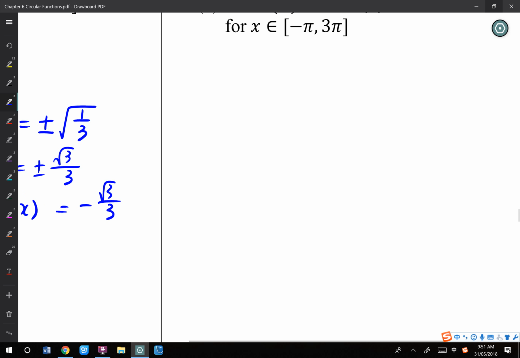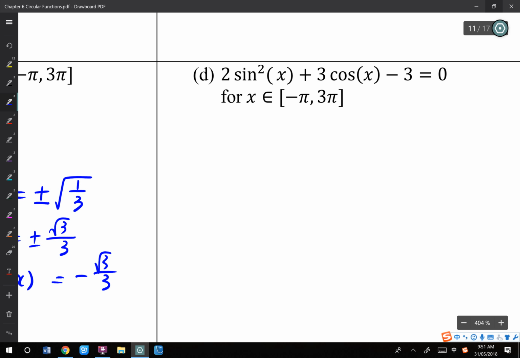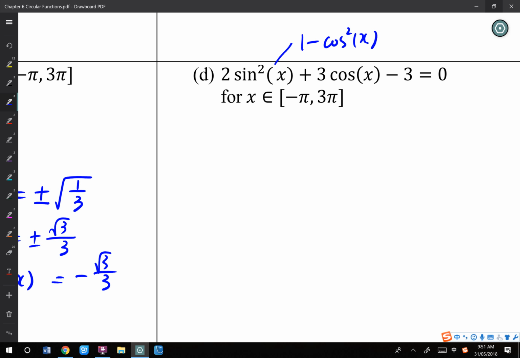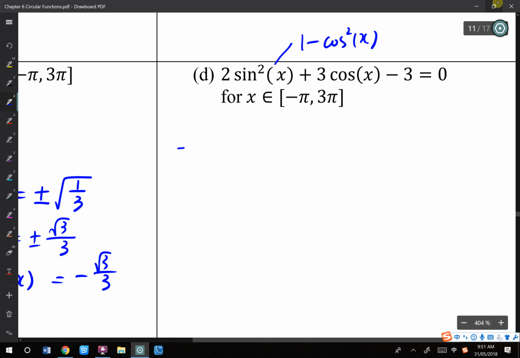Okay, the last type is we have a sine squared and a cos, or a cos squared and a sine. In this case, I'll use the Pythagorean identity, because sine squared will be 1 minus cos squared x, because sine squared plus cos squared gives you 1. So now I can change everything to the same type, all to cosine or all to sine. So what I'll have here is 1 minus cos squared x plus 3 cos x minus 3 equals 0.